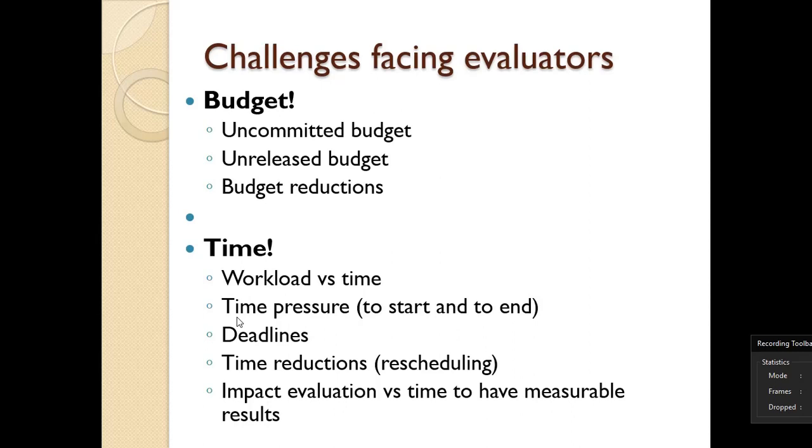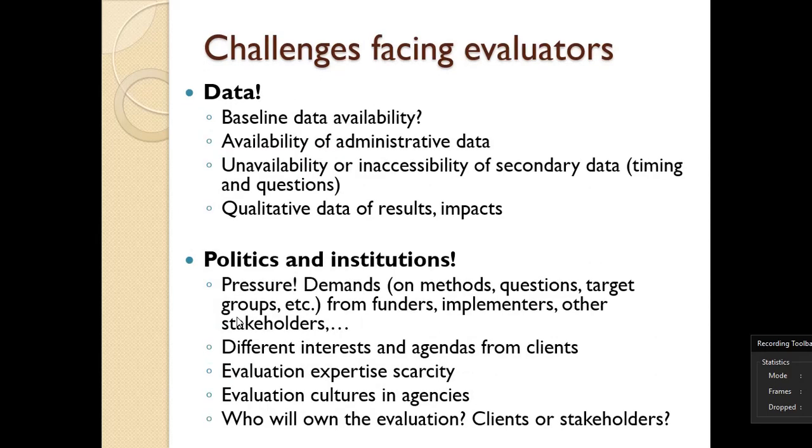Then we have impact evaluation versus time to have those measurable results, even in times where we don't have baseline data. Data issues: you have baseline data which is unavailable. You have administrative data which is not available. You have inaccessibility of secondary data, which is not there. Maybe this organization has not been keeping records. Then you have qualitative data of results or impact, which is sometimes not available. You only have statistics. But to be able to do a rigorous evaluation, you also need some kind of qualitative data to support your quantitative data.